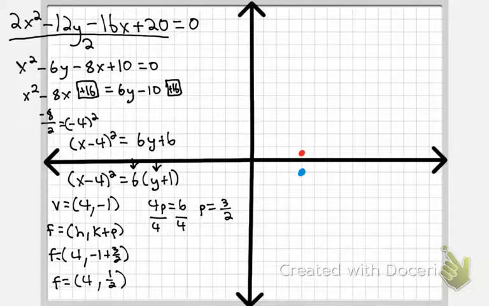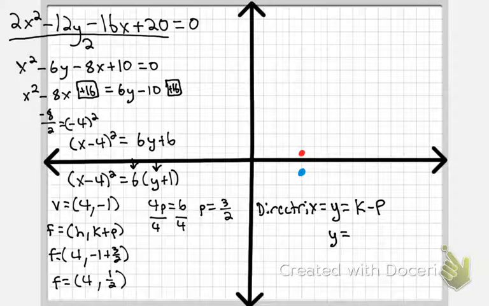Alright, so next I'm going to get my directrix. In this case, it will be y equals k minus p. So I'll have y equals, k is negative 1 minus 3/2. Alright, so that gives me y equals negative 5/2. So my directrix, if you made that a mixed number, would be negative 2.5.